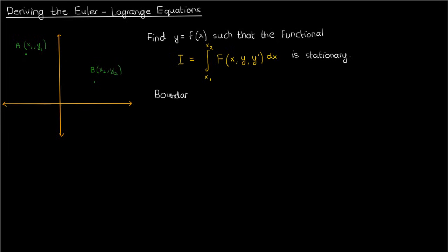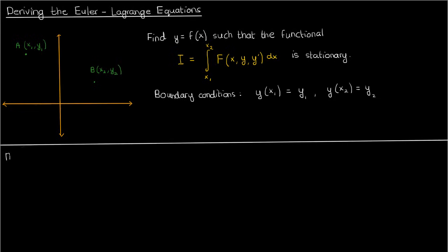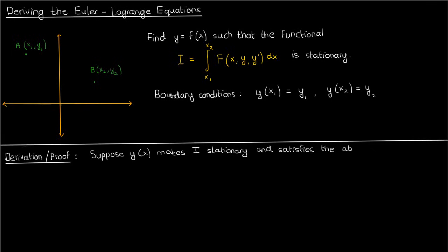It's the boundary conditions. At x1, our function of x has to equal y1, and at x2, our function of x has to equal y2. So now that we've set up the situation, let's go ahead and begin our derivation/proof of the Euler-Lagrange equations. We will suppose that our desired function that makes I stationary and which satisfies the relevant boundary conditions is given by y. Another name for y is the extremal, because it's the particular function that makes our functional stationary or extreme.